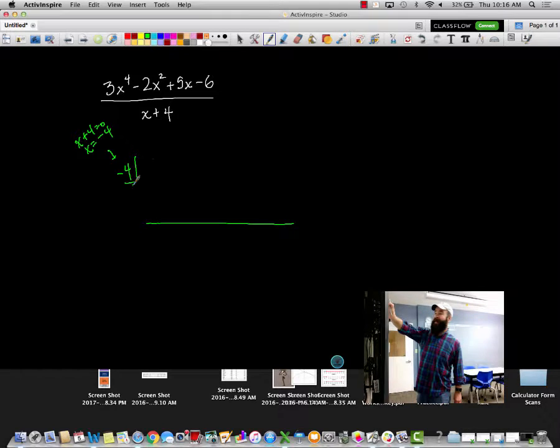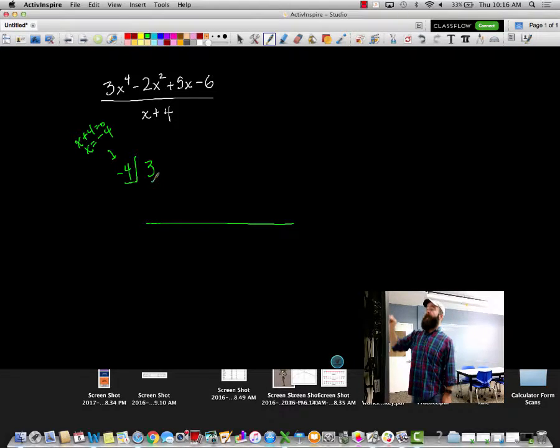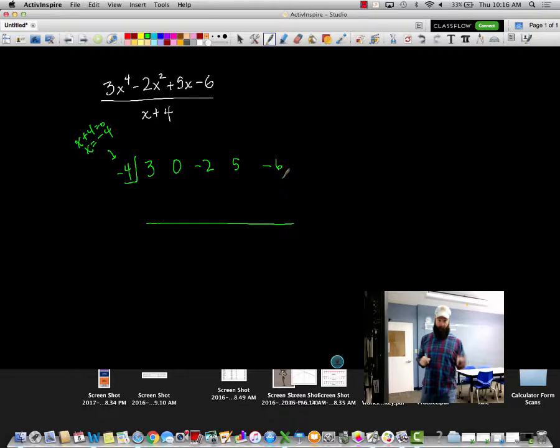Then next to that little box, you're going to write all the coefficients of the dividend, and make sure that if you're missing a term, you actually put in a 0. My biggest term is an x to the 4th. Its coefficient is 3. My next term should be x to the 3rd, but I'm missing it, so I need to put a 0. My next term is an x squared, which has a coefficient of -2. The next term is 5x, which has a coefficient of 5. And the last term is -6.